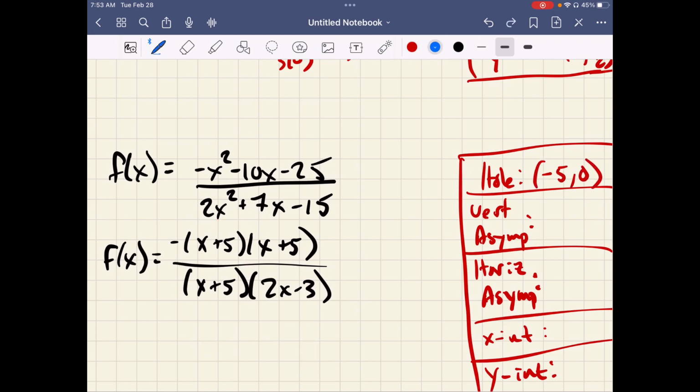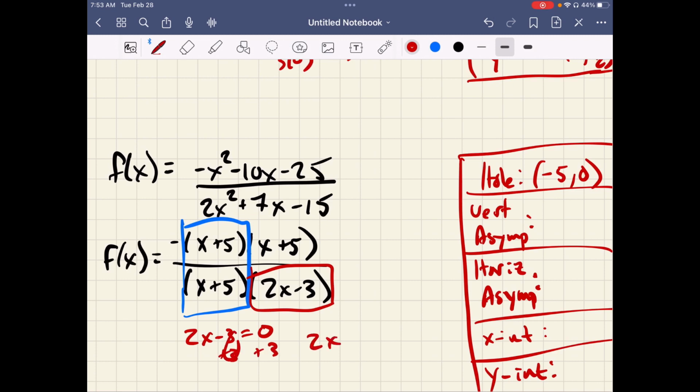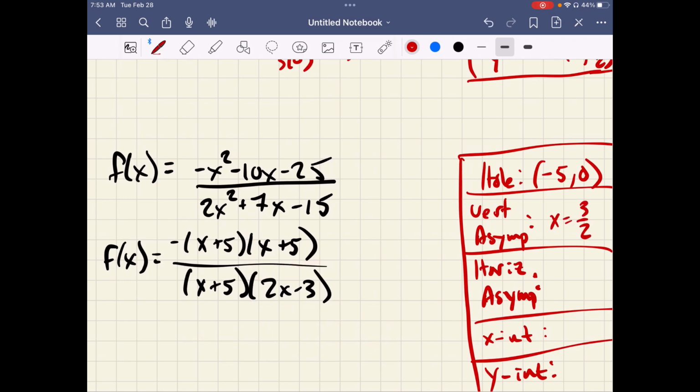And the vertical asymptote, and we've already said that these two terms come together to create the hole, so I'm not going to use that to find my vertical asymptote. I'm only going to find what makes this other factor 0. So I set it equal to 0, add 3 to both sides, 2x equals 3, divide by 2, divide by 2. So now what I have for a vertical asymptote is x equals 3/2.